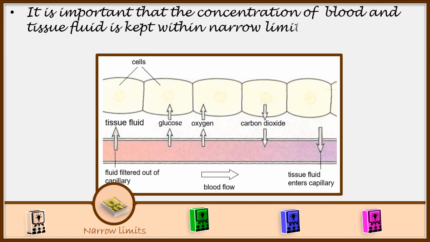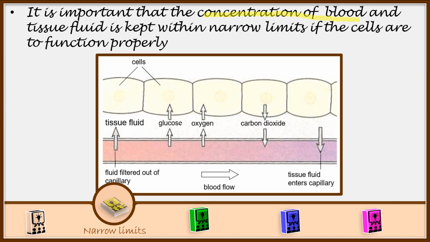It is important that the concentration of blood and tissue fluid is kept within narrow limits if the cells are to function properly. So the concentration of the blood and also the tissue fluid should be maintained within a narrow limit if our cells are to work properly. Meaning that the content which is coming should be removed and the content that is being released should also be removed, so that the cells can have a narrow limit within which they can function properly.